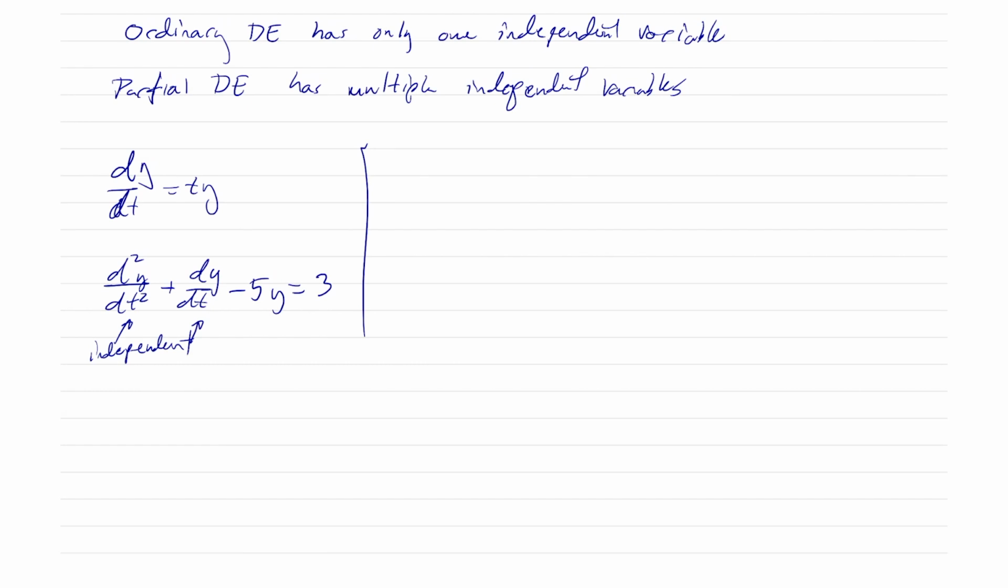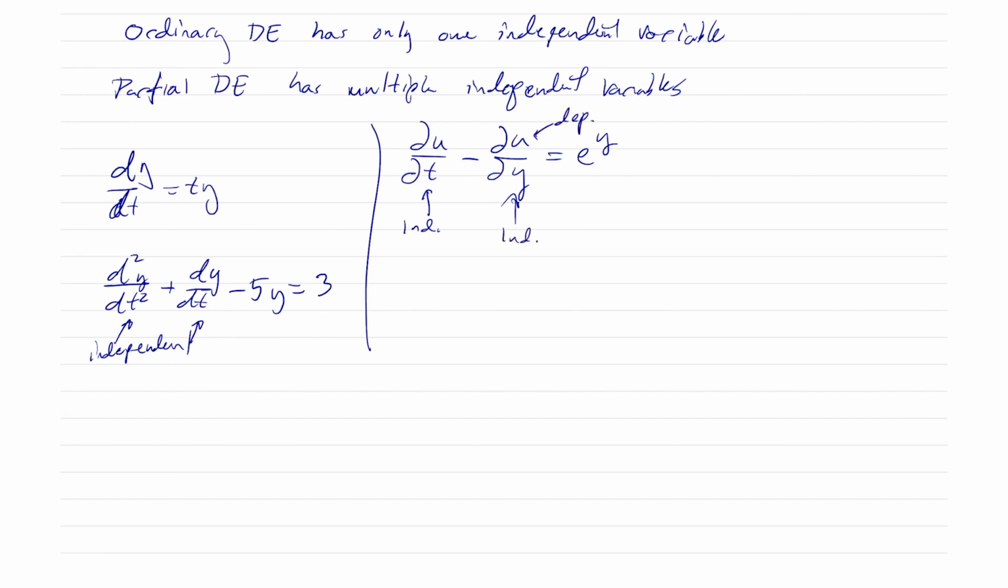But a partial differential equation would be something like this: partial derivatives, because now it's multiple variables. So now we have the partial derivative of u with respect to t minus the partial derivative of u with respect to y. Let's say y is an independent variable in this case. Is equal to e to the y. So here, these are independent variables, and we have a dependent variable here, u. In the other case, we had a dependent variable here of y. So this is a partial differential equation.